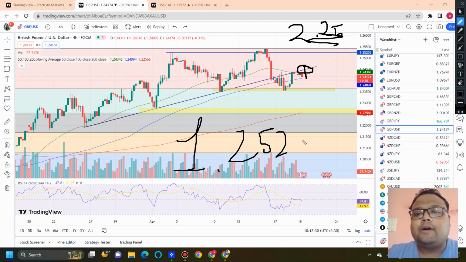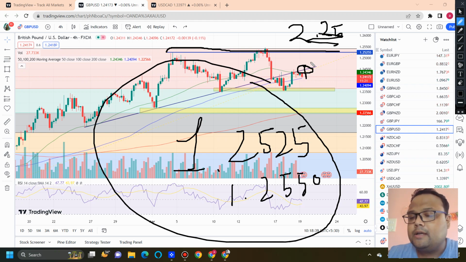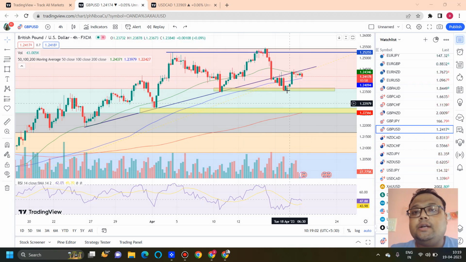1.2525 to 1.2550. This is the resistance on the chart of GBPUSD, and there's a good chance that after breaking or sustaining above the trend line, the market will head towards 1.2525 or 1.2550. If you want, you can go for a buy position as well, but be careful and follow proper risk management if you take a buy position above the trend line. So we need to wait for the market to move up if it really wants to continue the upside.